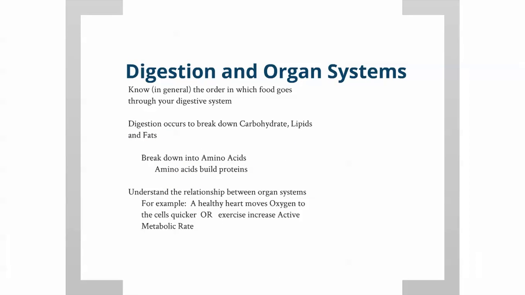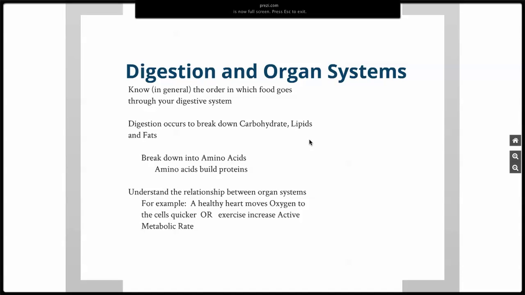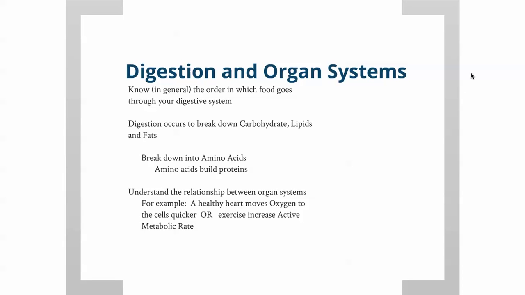Digestion and organ systems. Sorry, this is so small, but I posted the PowerPoint of this on Blackboard too. So in general, the order in which food goes through your digestive system, I'm not asking you to memorize it at all. But if the liver comes before the mouth, you should know that that's wrong, okay? Digestion occurs to break down carbohydrates. Lipids and fats, you want to break them down, and proteins into amino acids, which are the building blocks of proteins. If any of that sounds crazy to you, go back on Blackboard, and the PowerPoint from Station 6 is still up.